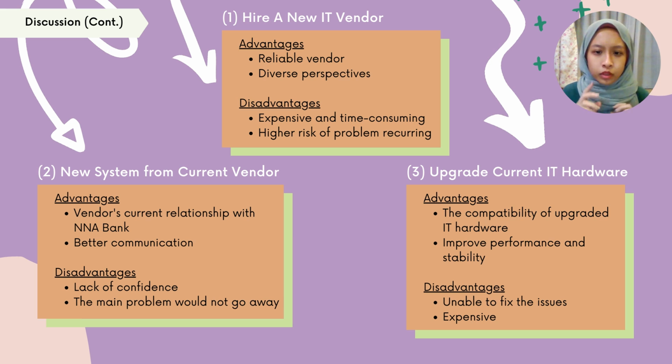And secondly, to get a new system from the current vendor. As the current vendor of NNA Bank has an ongoing relationship, they are familiar with the bank's internal affairs. Thus, the change to a new system would be a cheaper and easier way to transfer from the old to the new system. Furthermore, they will have better communication as we believe that they already have a proper understanding between each other. As for the disadvantages, there will be a lack of confidence in the current vendor. So will it be a wise decision to trust them again? And not to forget, the main problem might not go away.